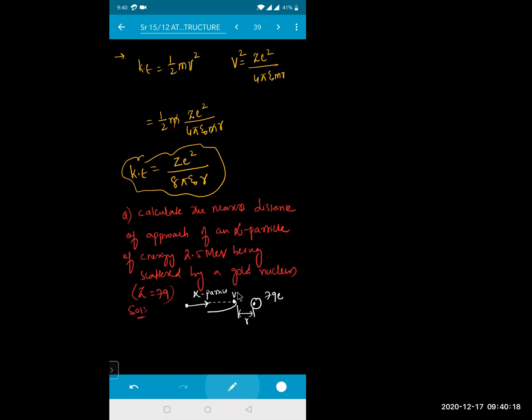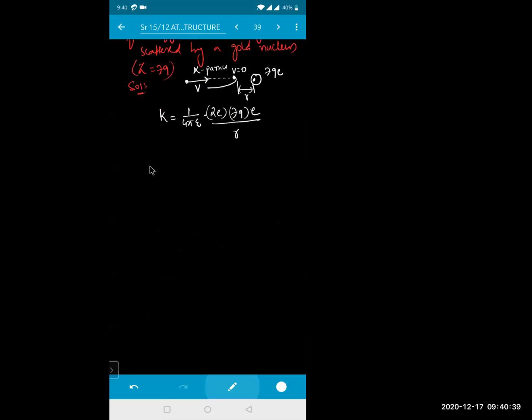When it is returning here, final velocity is how much for me? 0. Initial velocity is V. So kinetic energy formula also, manaku K is equal to 1 by 4 pi epsilon naught into 2 into E into Z, Z value is 79, into E divided by R. So manaku kavalsindi R. So R will be equal to 79 into E square into 2 divided by 4 pi epsilon naught into K.